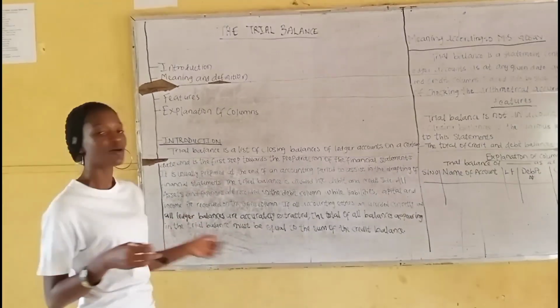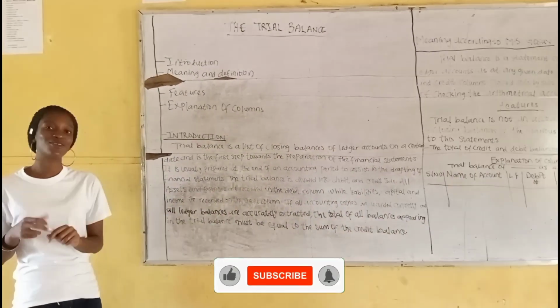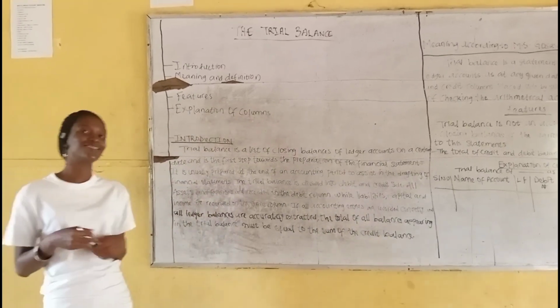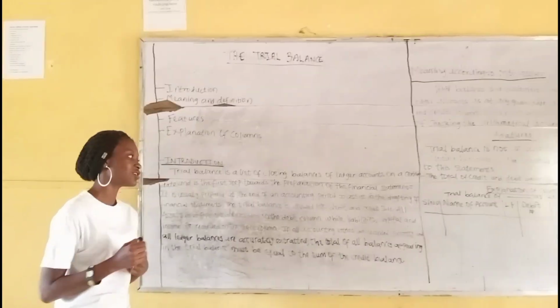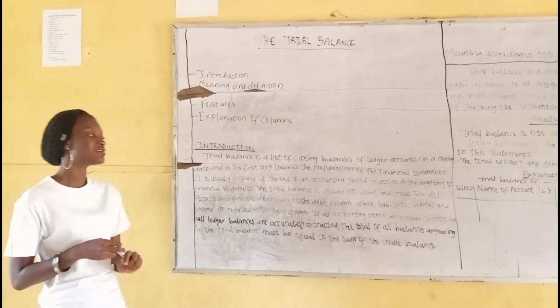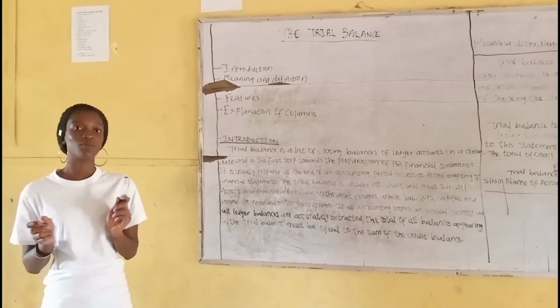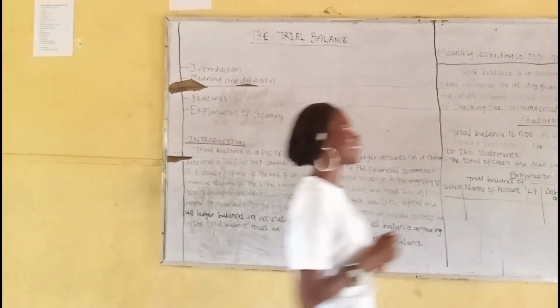So the principle of double entry says that for every credit entry, there must be a corresponding debit entry, and vice versa. Vice versa meaning that for every debit entry as well, there must be a corresponding credit entry. So that is the principle used in the preparation of the ledger accounts. And then the trial balance is extracted from the ledger accounts, the balances from the ledger accounts.